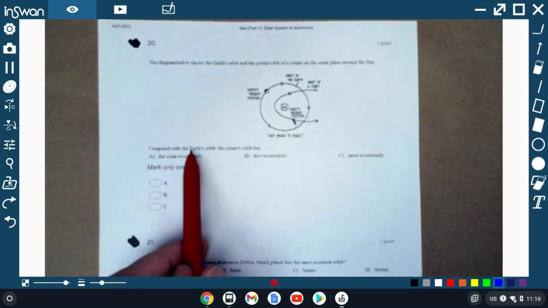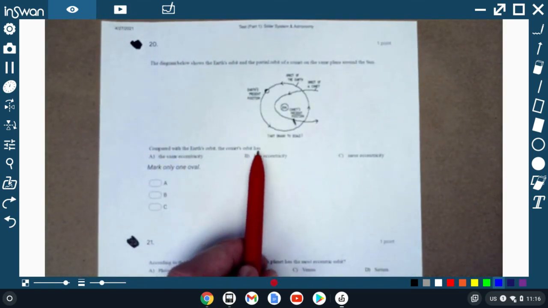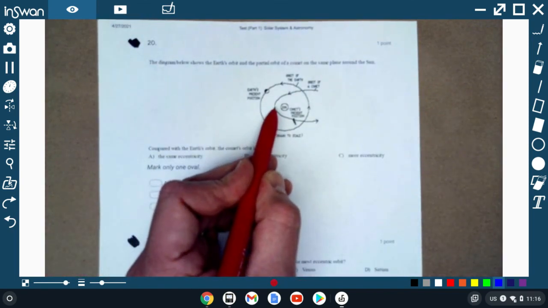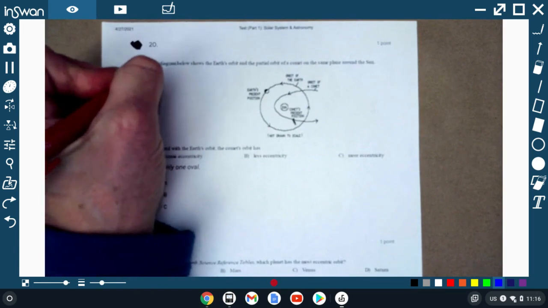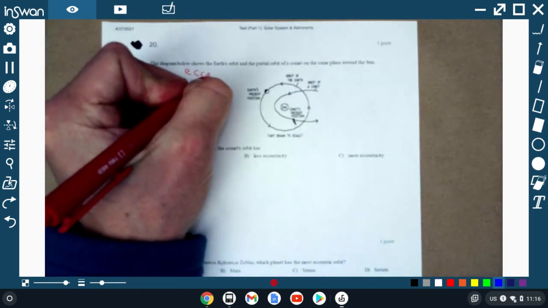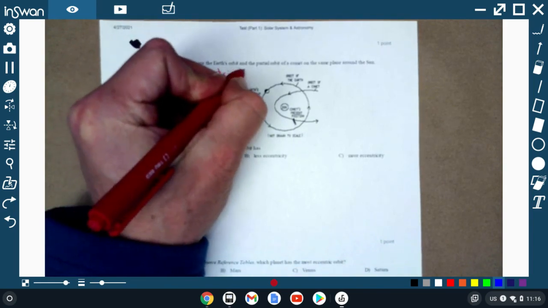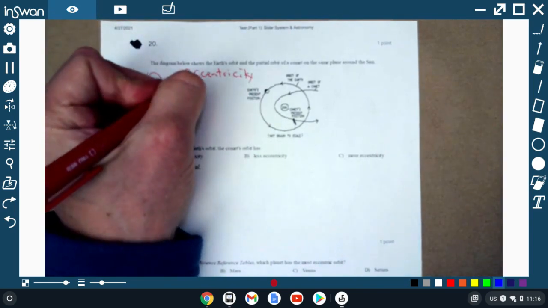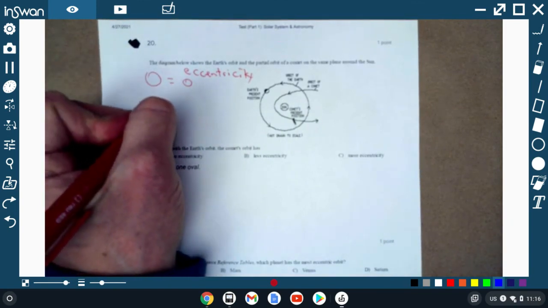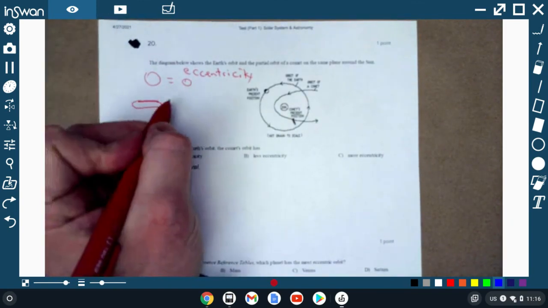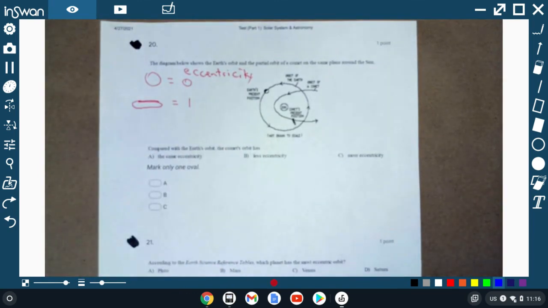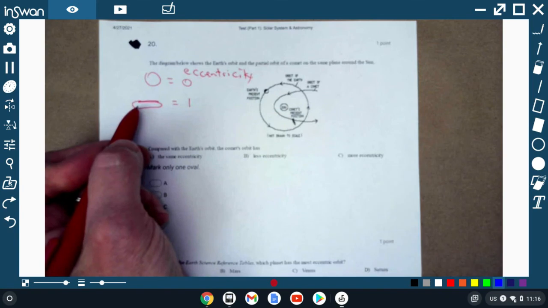Now, compared to Earth's orbit, the comet's orbit looks like it's shrunk just a little bit. And remember, if we have a circle, its eccentricity is equal to 0. But if you have a flat line or a very narrow ellipse, it's getting closer to the number 1. So that would be more eccentricity.